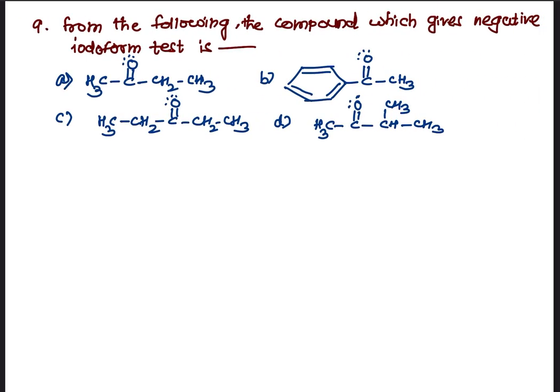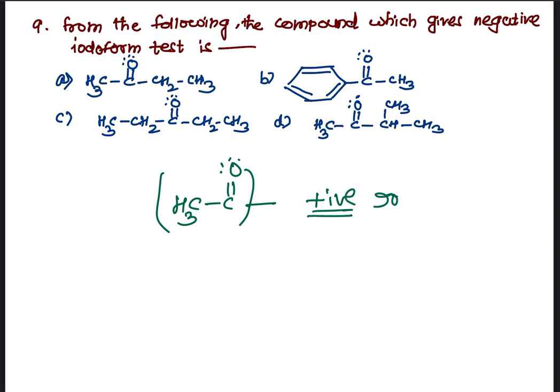Next, from the following, the compound which gives negative iodoform test. हमने अभी देखा aldehydes and ketones. What is the criteria for this test? Aldehydes and ketones having CH3 C double bond O linkage give positive iodoform test.